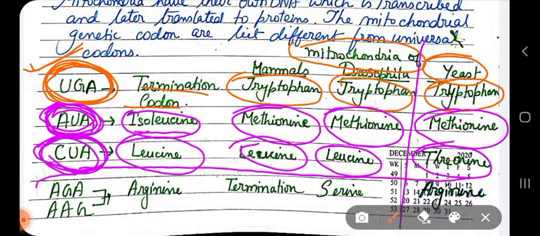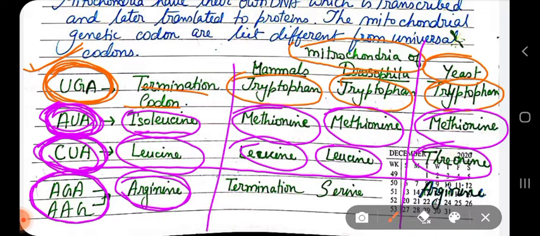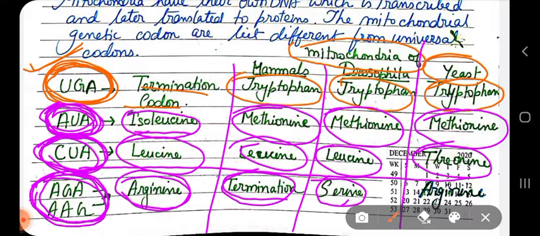Okay. AGA and AGG, these codons normally code for arginine if you see in the genetic code table. But in mammals, the mitochondrial DNA, the codons AGA and AGG code for termination codon. That means it will stop the translation process of mitochondrial RNA. Whereas in the mitochondria of Drosophila, AGA and AGG code for serine, and in the mitochondrial DNA of yeast, they code for arginine amino acid.